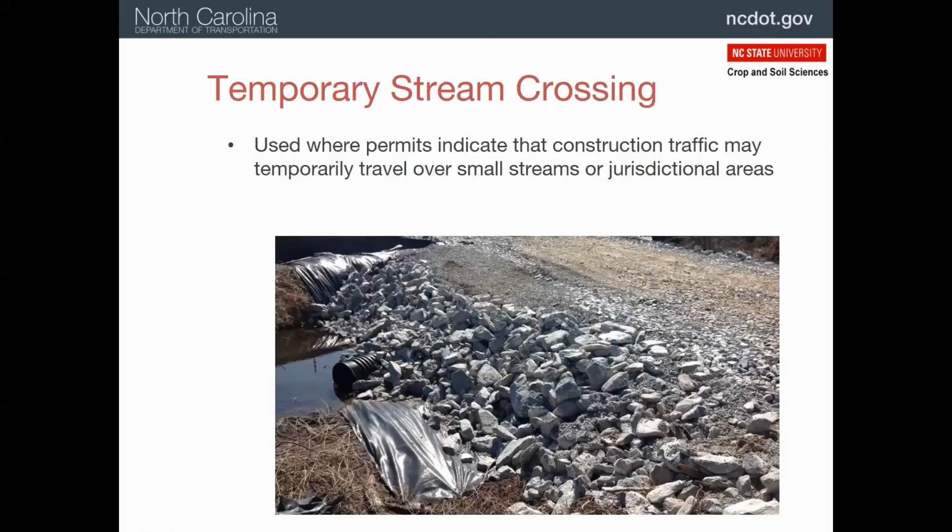Another situation is where you have to get to the other side of the stream just temporarily, maybe to build some bridge supports or something, but you don't need to have a permanent crossing. So in this case, we're going to use a temporary crossing, which consists of this fabric that's put down in the stream bed, and then a pipe to allow the flow to go through, and then the Class B stone, the large rock, on top of that, and then we put a 57 stone gravel on top of that for our travel lane.